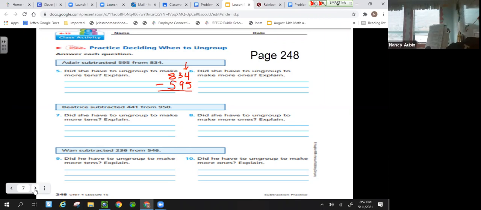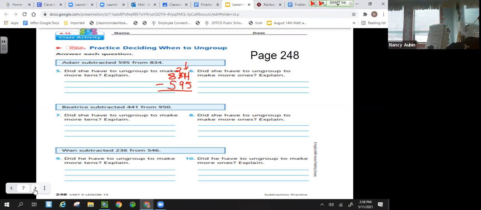And just like in the video, Haley, you can't do that unless you're in negative numbers. Are we ready for negative numbers? Not yet. Nope, not yet. We will. So what do I have to do? I have to make a new group. I got to borrow or ungroup. So cross out that 3, make it a 2. Now you have 14 minus 5.